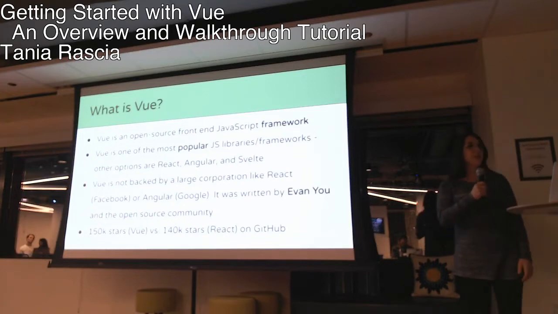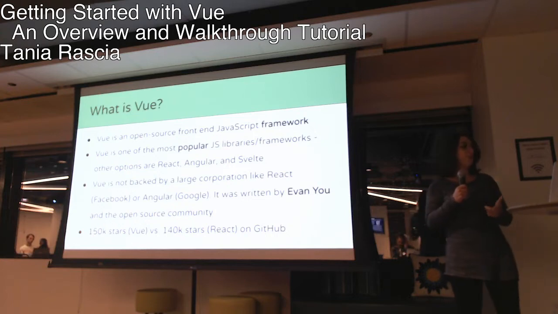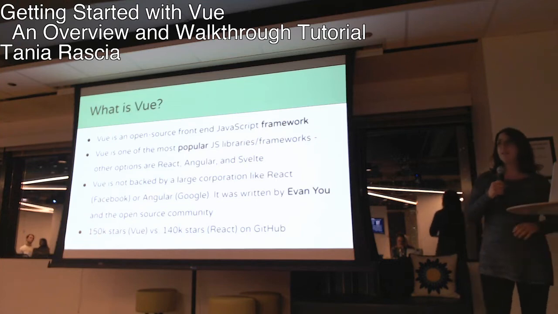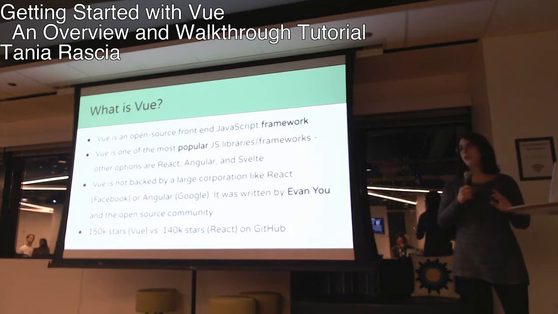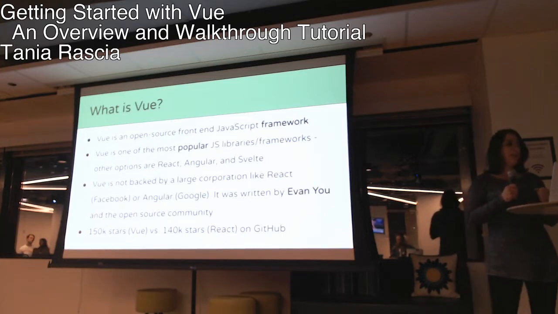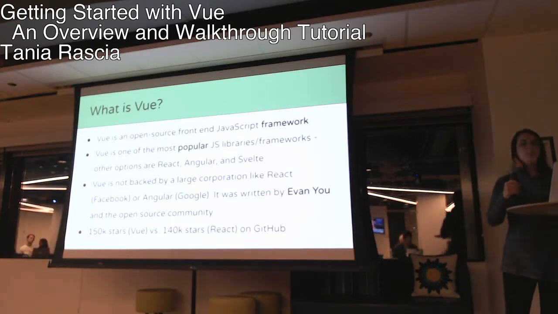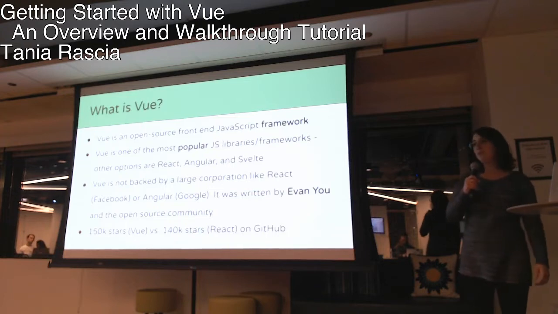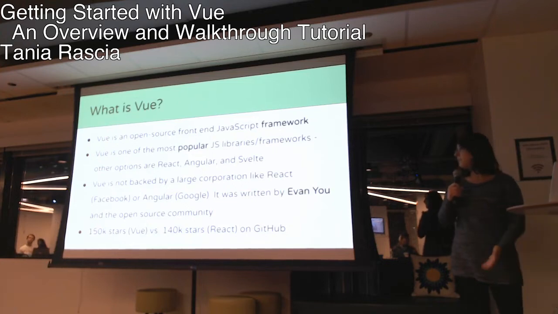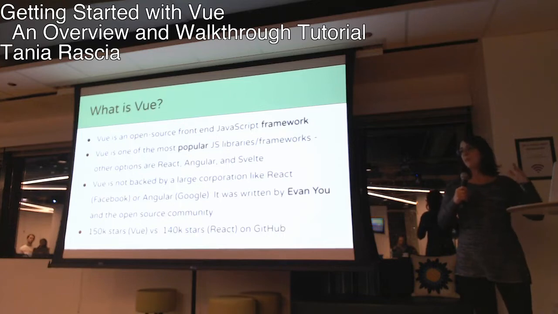So what is Vue? It's an open source JavaScript framework, just like Angular or React, or Svelte, which is a new one that's come out. What it has that's different from the other ones is that it's not backed by a large corporation at all. It's written by a man named Evan You, unlike React, which is by Facebook, and Angular, which is by Google, and so on. And as far as popularity goes, it's actually the most popular one right now, with 150,000 stars on GitHub compared to React's 140,000, which is just what people look at to see how popular one is over the other.